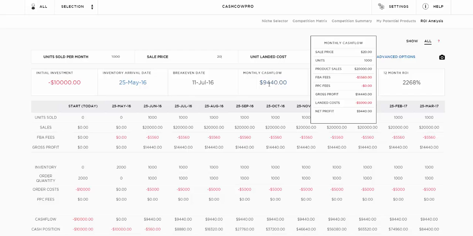Okay, monthly cash flow. So if we're selling 1,000 units a month at $20, we're getting $20,000 in sales a month. If we take out the FBA fees, which are shown, the pay-per-click fees, which you can add in the advanced options, and the landed cost, which is the freight cost and the production cost of the 1,000 units a month, we're left with $9,440 a month in profit.